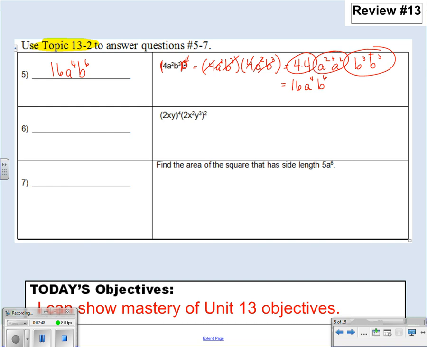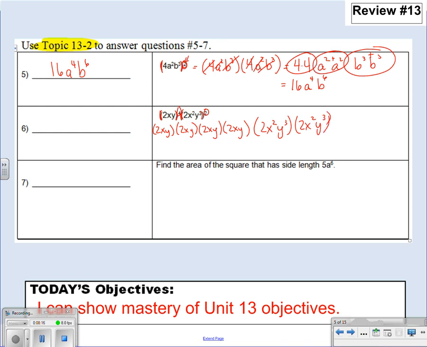Number 6, we have 2 sets of parentheses that are raised to exponents. So the first one we're going to stamp out 4 times. 2xy, that's 1 time. 2xy 2 times. 2xy 3 times. 2xy 4 times. Our second set of parentheses, we stamp it out twice. So we have 2x squared y cubed, that's 1. And 2x squared y cubed, that's 2.